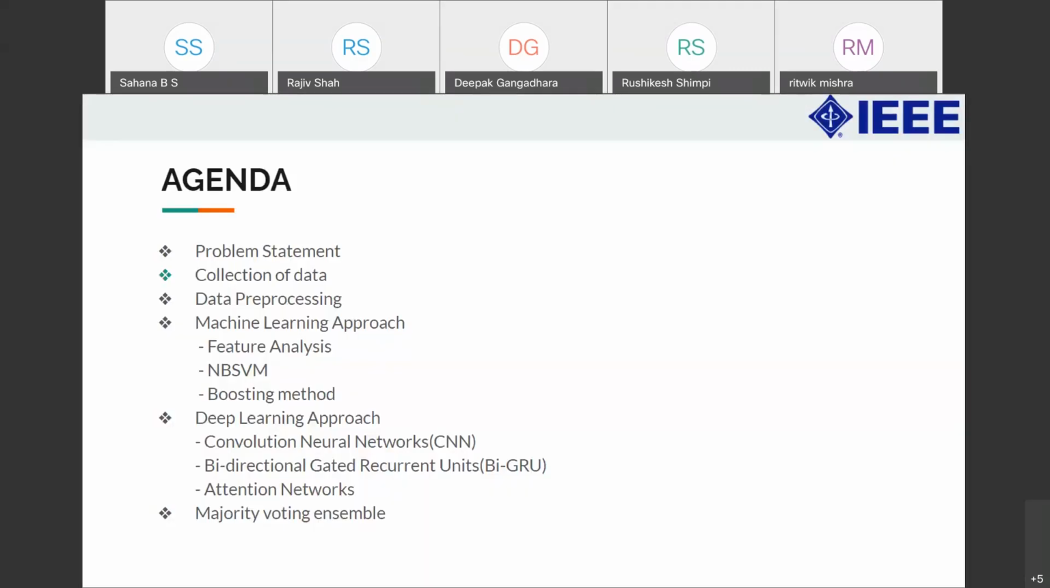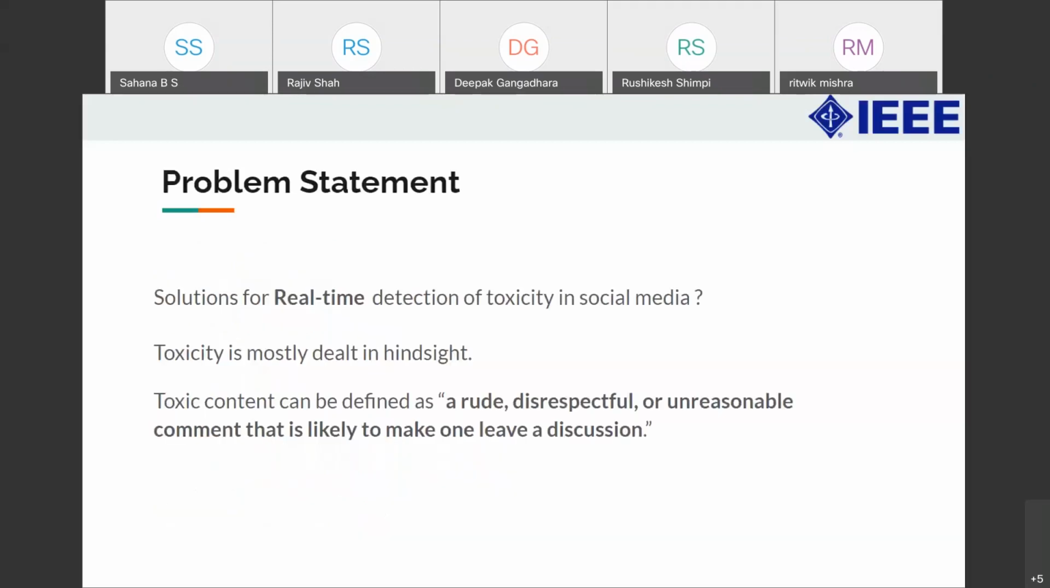So quickly talking about the agenda, we'll be covering the problem statement, data collection, pre-processing, and the models we have used, namely NBSVM, XGBoost and deep learning models, and then an ensemble to combine all the classifiers. We'll see the conclusion and the future work as well.